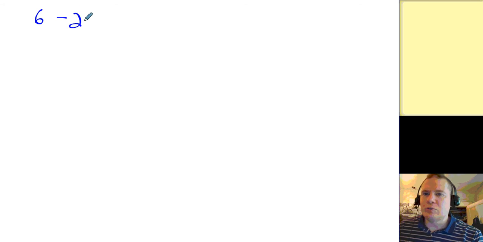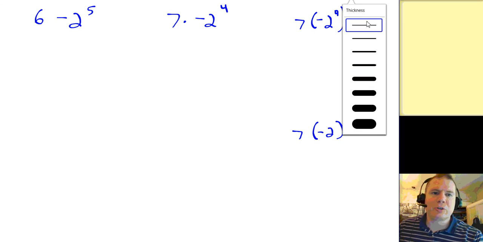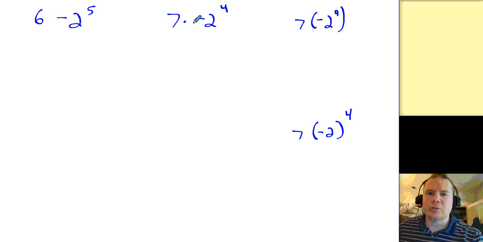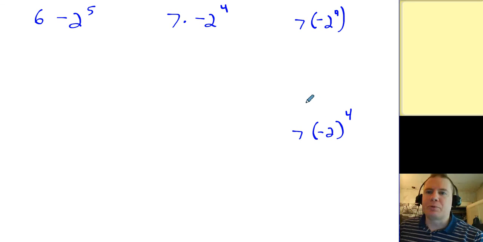So let's look at 6 minus 2 to the 5th, 7 times negative 2 to the 4th, 7 parentheses negative 2 to the 4th, and 7 parentheses negative 2 to the 4th. Right? 4 similar looking problems. I don't know why I switched from 6 to 7. That's what I had in my notes. But 4 fundamentally different problems here.